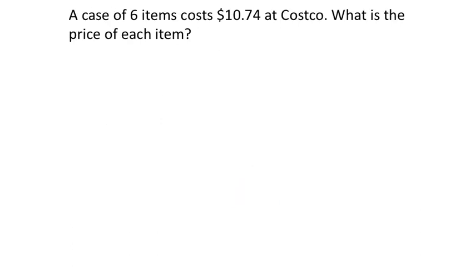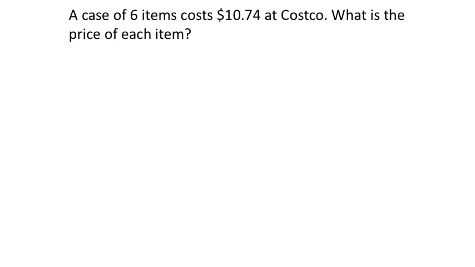A case of 6 items costs $10.74 at Costco. Now, you got to be careful with this, because some students read a problem like this and they're just like, oh, six items and each costs $10.74. That's not what it's saying. It's a case of 6 items that is $10.74. We want to find the cost of each item.